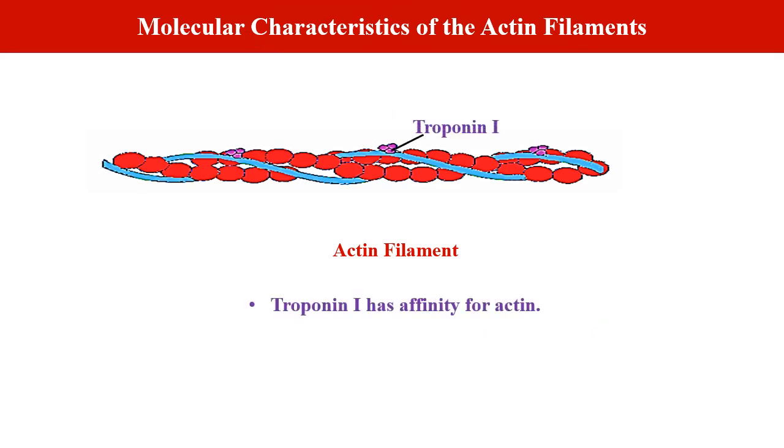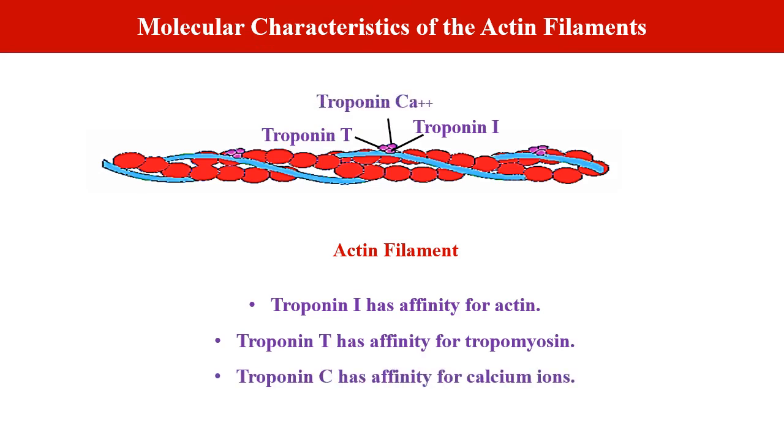Troponin I has affinity for actin. Troponin T has affinity for tropomyosin. And troponin C has affinity for calcium ions.